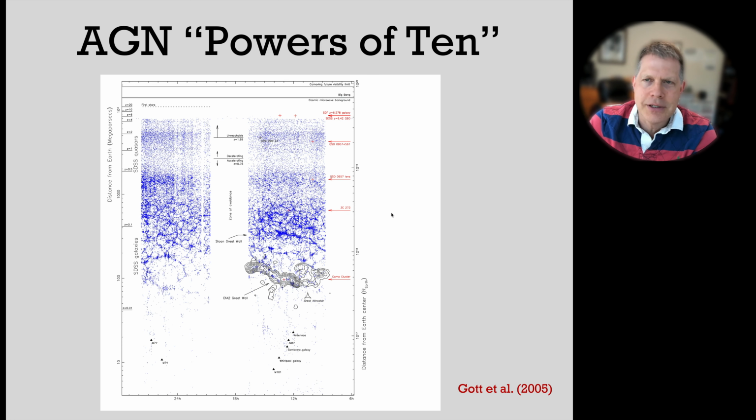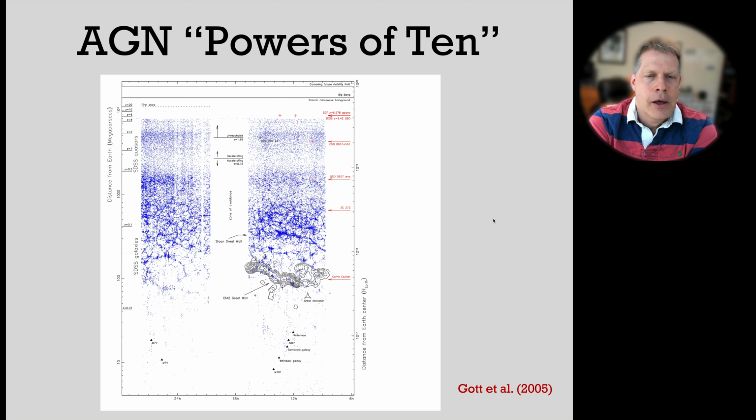And you can see we're talking about look-back times now of many billions of years. Here's another nice example for setting this kind of physical scale. This is the logarithmic map of the universe put together by Gott et al. And you can see that the Sloan galaxies are plotted here, and then the Sloan quasars are being plotted out here, and you're talking about distances from Earth of thousands of megaparsecs.